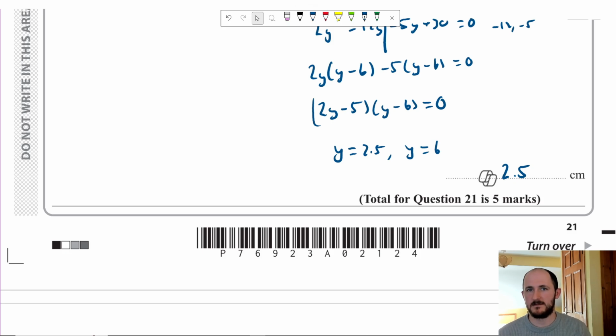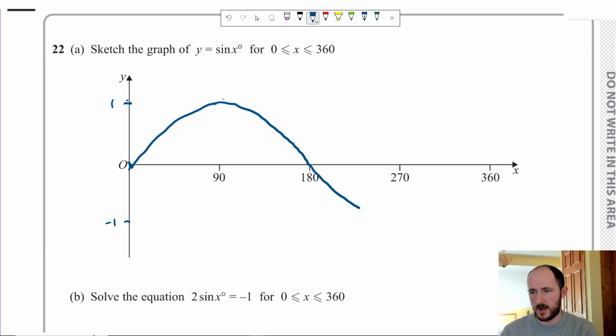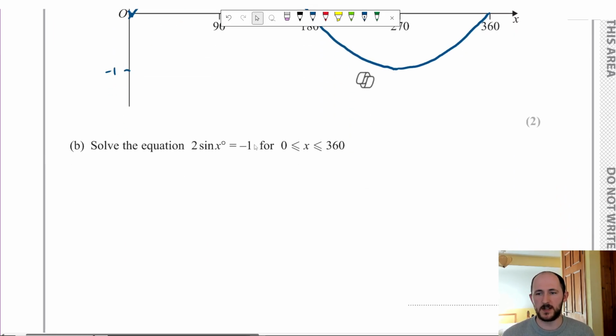Nice and easy. Okay, so sketching the sine graph, I'm willing to bet a lot of you know how to do this, but solving for this is like year 12 trig. It's kind of interesting. For the sine graph, it starts at 0 and goes between 1 and minus 1, and every 90 degrees something happens. At 90 degrees it goes up to 1, another 90 it goes back down to 0, another 90 it goes down to minus 1, and another 90 it goes back up to 360. Now it says here, solve the equation 2 sine x equals minus 1 between 0 and 360.